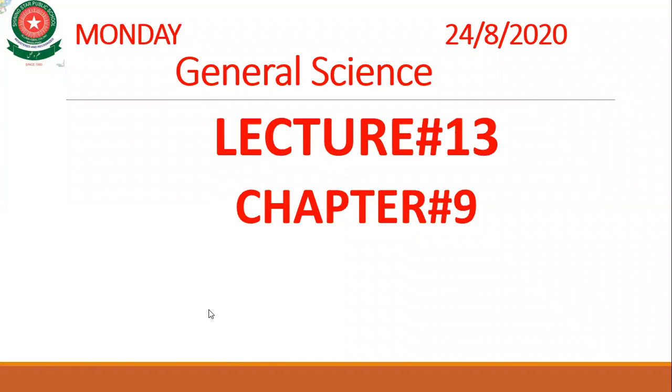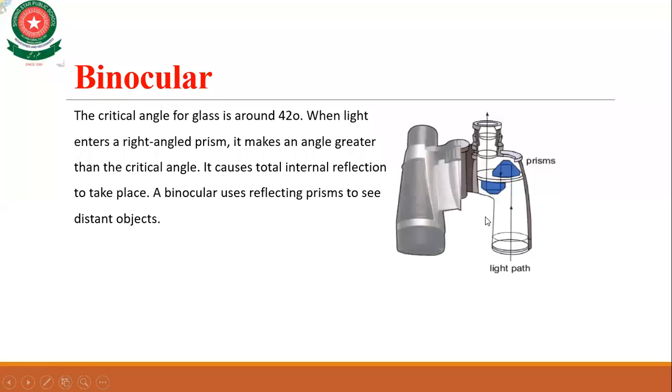So class 7, this is lecture number 13. Today we are going to discuss the remaining applications of total internal reflection. The first application we have already studied, but now the second one is the binocular.